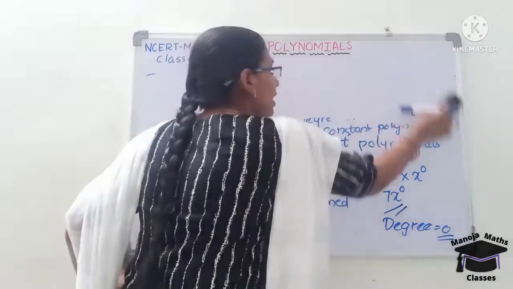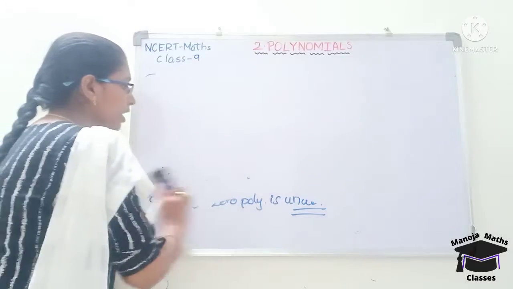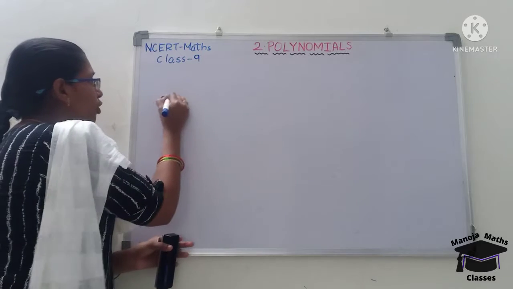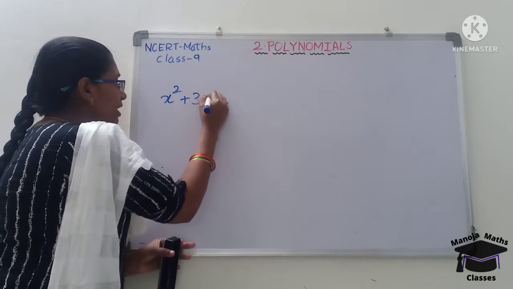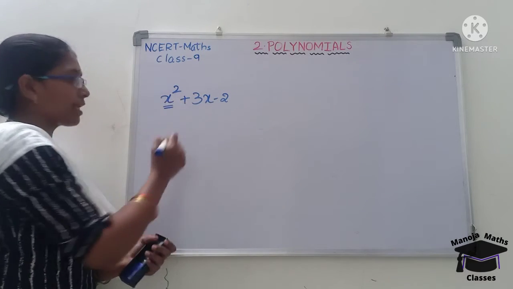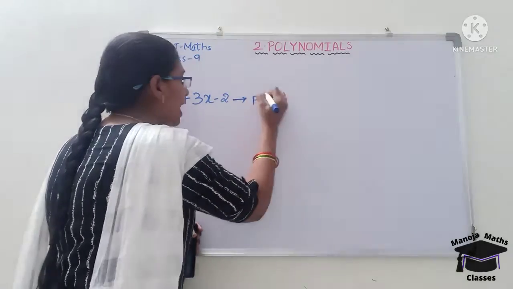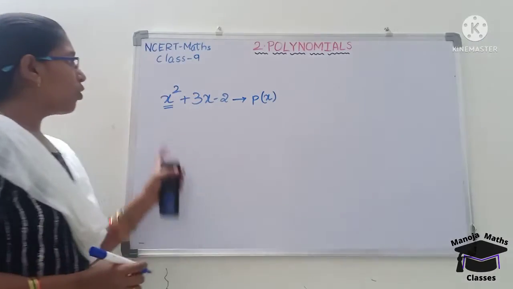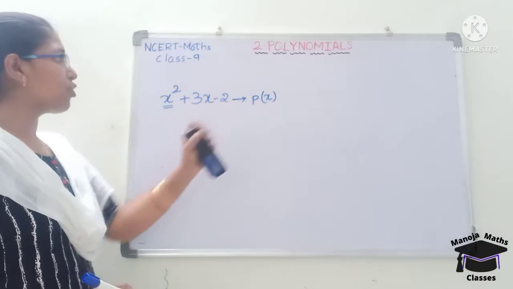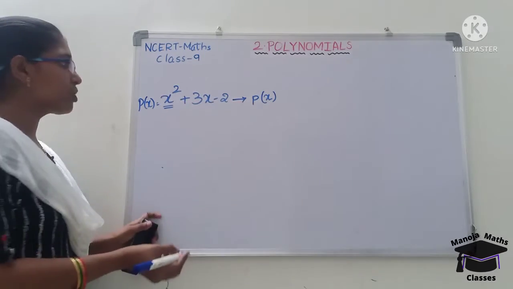Children, next, let's see what is the general expression for a polynomial. Let's assume a polynomial x square plus 3x minus 2. If you see, children, this polynomial has a variable x. So you have only one variable x. So you can denote this polynomial as p of x. What is the variable of this polynomial? x. So you can write p of x is equal to x square plus 3x minus 2.